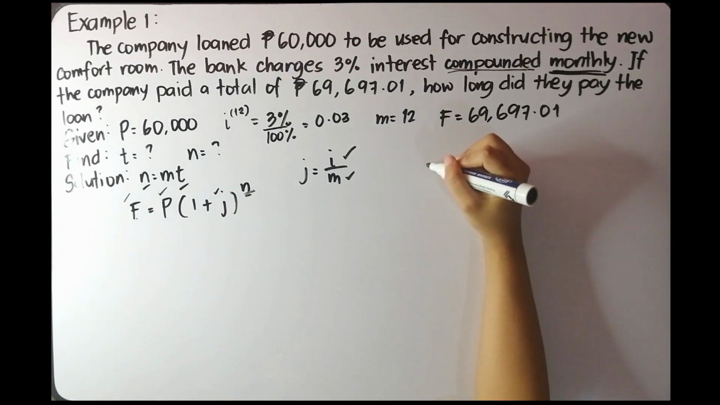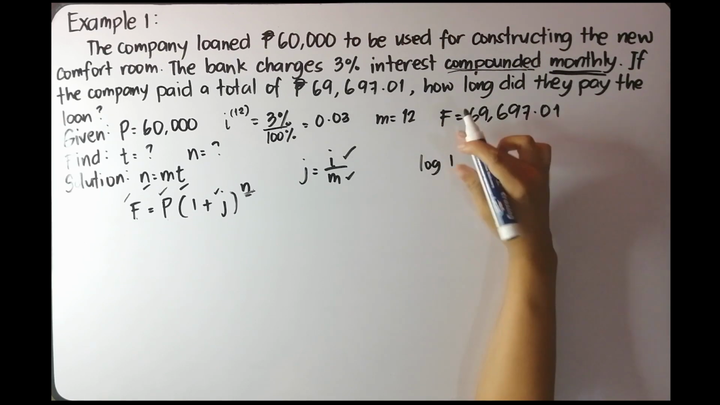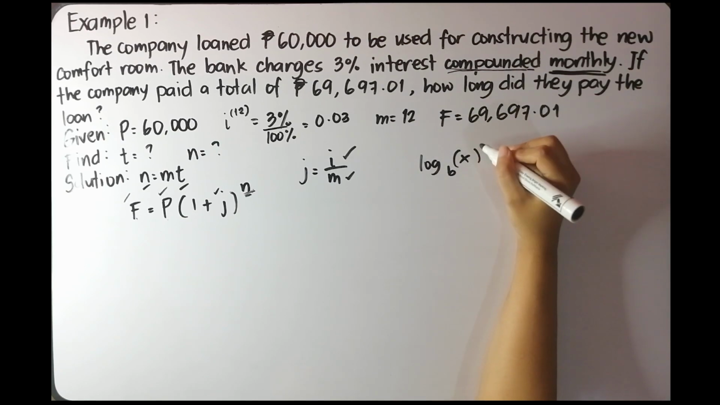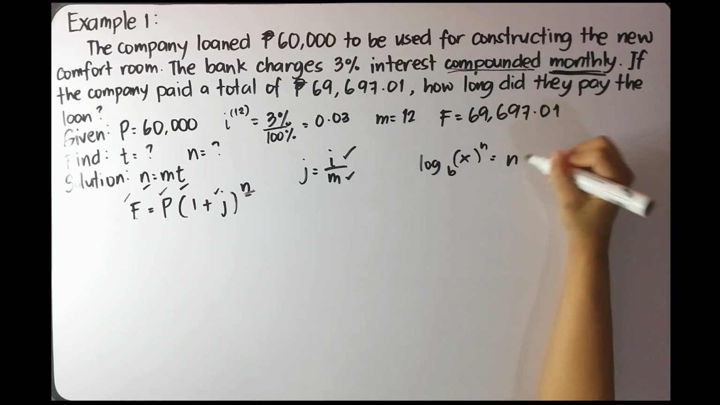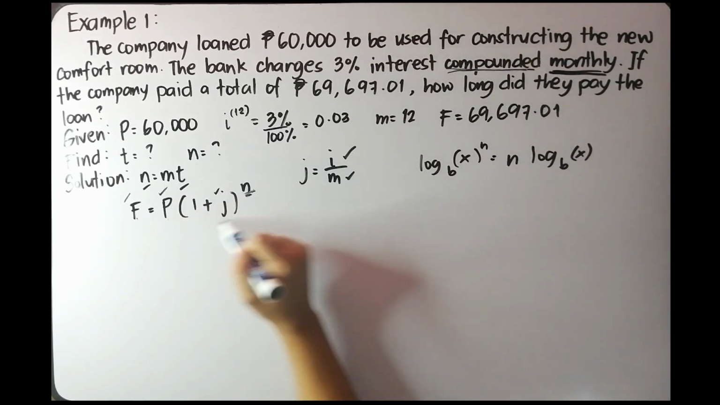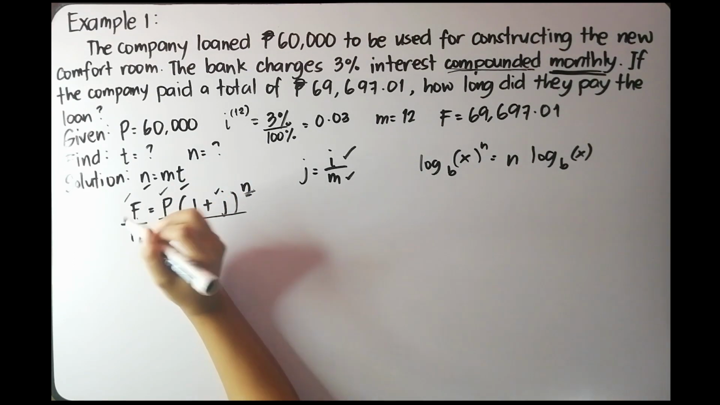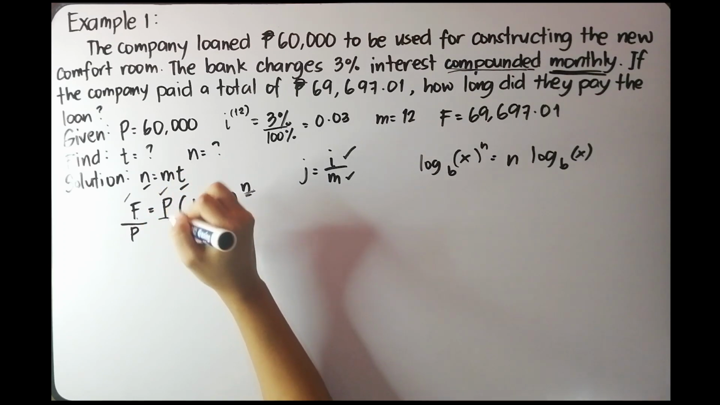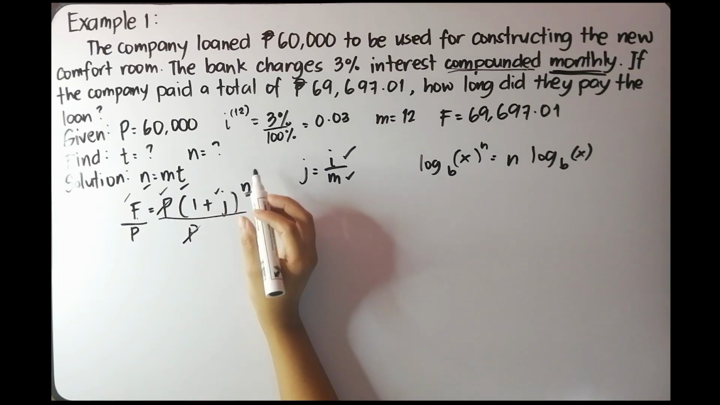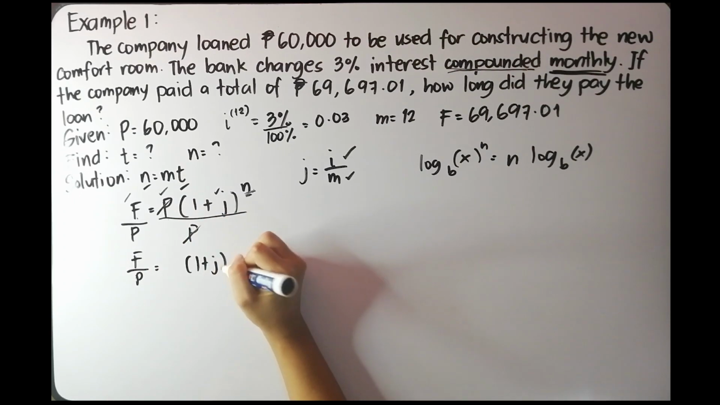If we recall, the log to the base b of x raised to n is equal to n times log to the base b of x. So we can apply this to this exponential function. Let's divide both sides by P. So we have F divided by P, then P divided by P is 1, so we have remaining 1 plus J raised to N. So F over P equals 1 plus J raised to N.